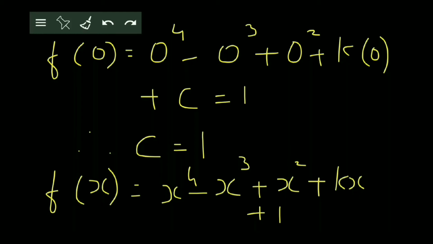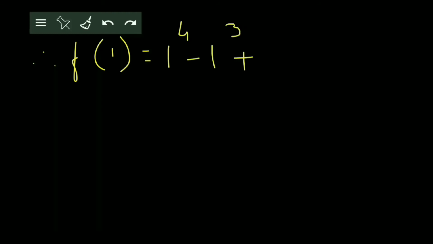But then k we do not know. So for finding k, we take the other value which they have given us. That is, they have given us that f(1) is 4. So in this f(x) function, we put x as 1, that is f(1) we are finding. So we put x as 1 and then we find the value for k. So therefore we write f(1) is equal to 1 raised to 4 minus 1 cube plus 1 square plus k into 1.